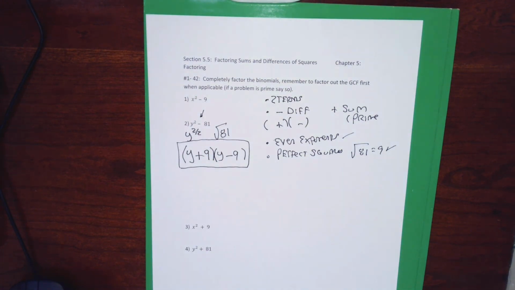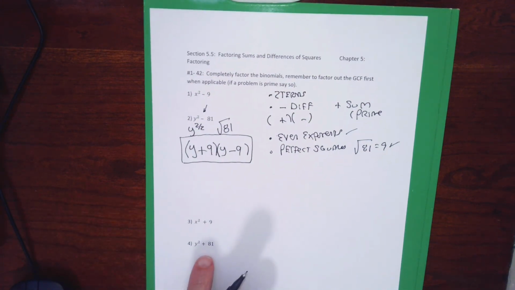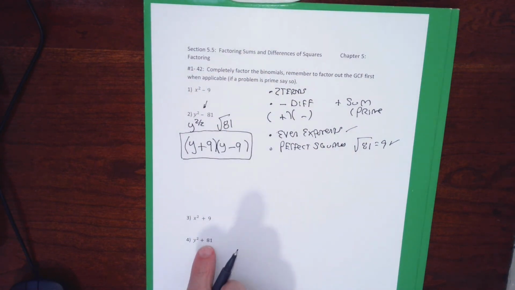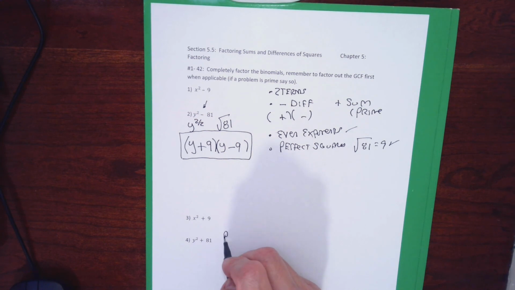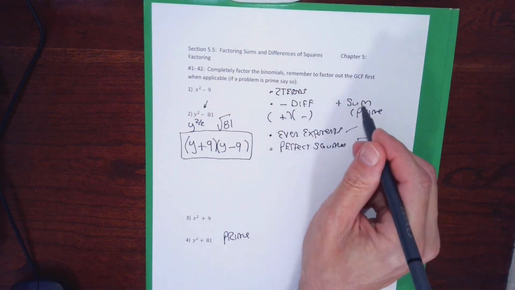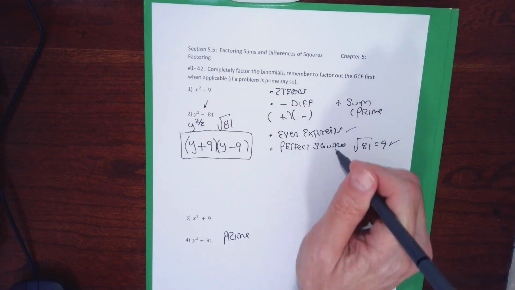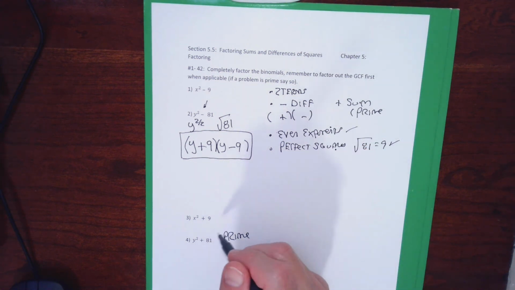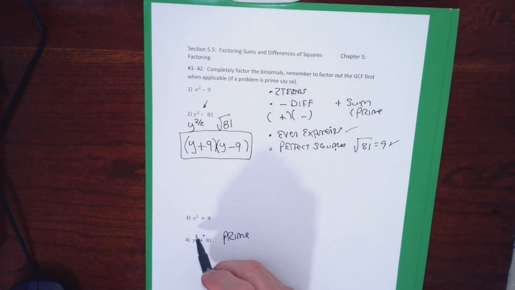Done with number 2. Number 4, it's the same problem with a plus, which makes it a sum of squares. To be a sum of squares, you have the 4 criteria: 2 terms, plus between, even exponents, and perfect squares. I have 2 terms, plus between, exponent is even, and 81 is a perfect square. All sums of squares are prime.